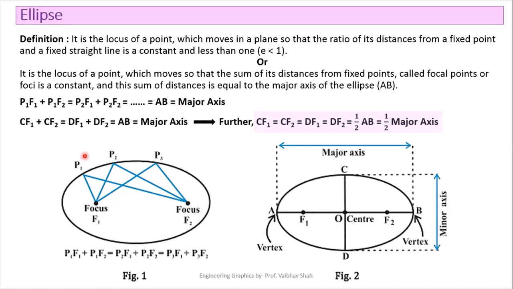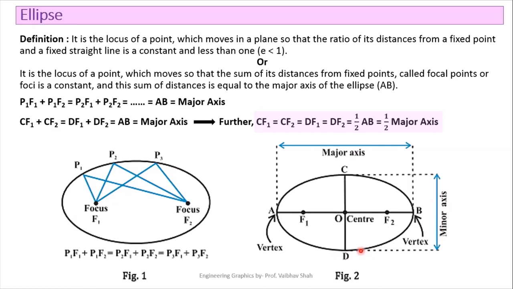Now we can also say, let us define this vertical minor axis by points C and D. If we take our final point at point C, the sum of the distances of this point C would be CF1 plus CF2. We can define this for point C: CF1 plus CF2.